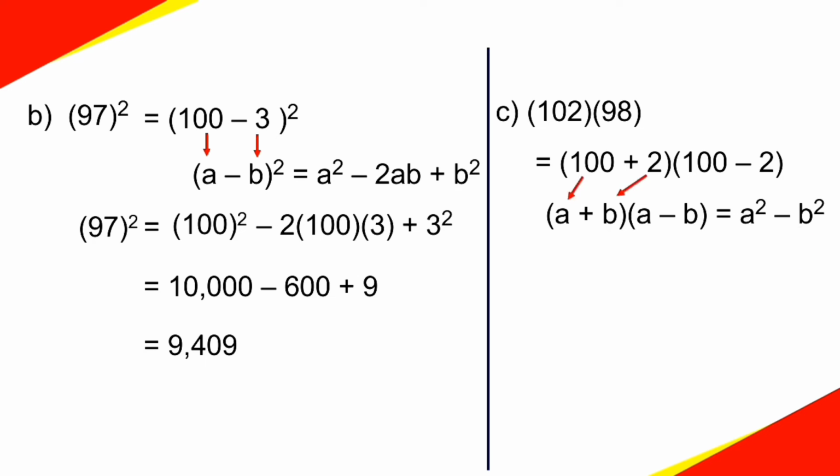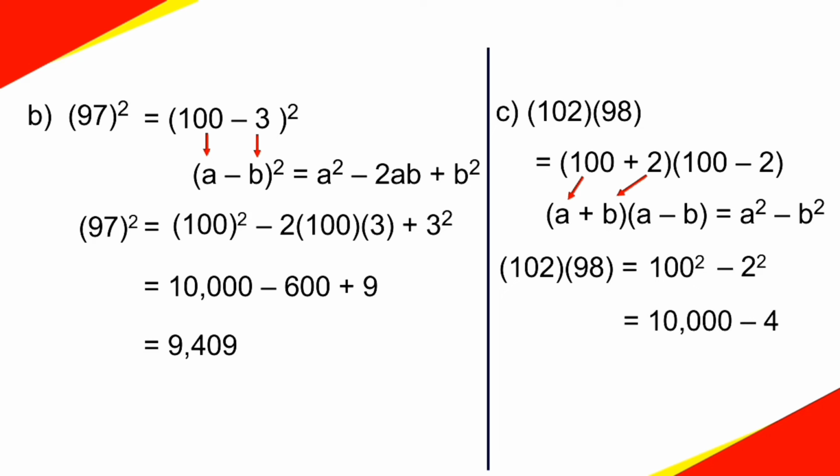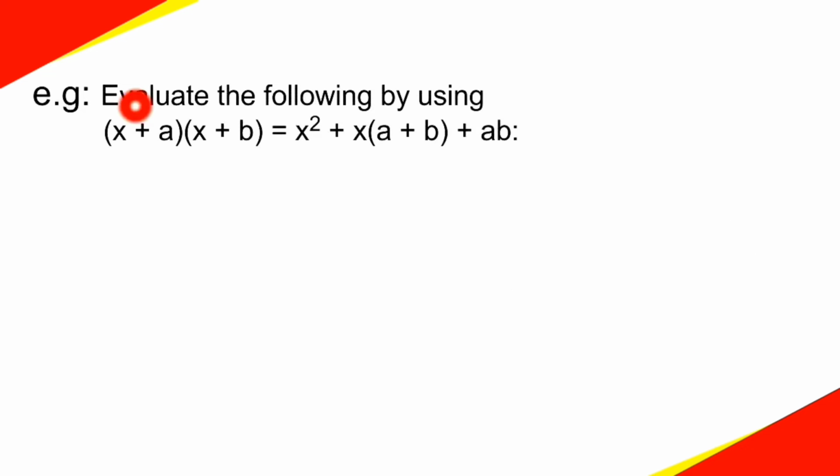Now can you compare it? a is equal to 100 and b is equal to 2. Now substitute in the formula. What can we get? Right, 100 square minus 2 square. 100 square in the sense, students, can you tell? Right, very good. 100 square is 10,000 minus 2 square is 4. Now 10,000 minus 4, what can we get? Right, very good. 9,996.